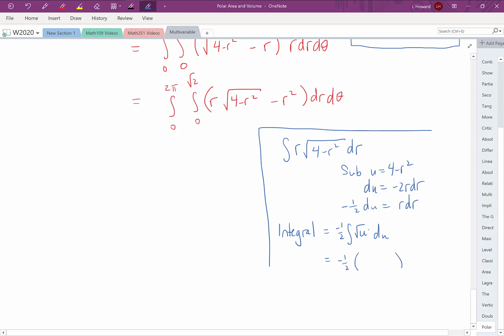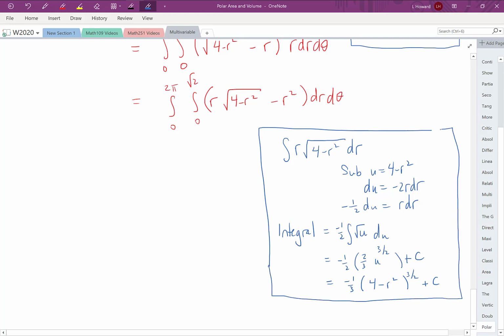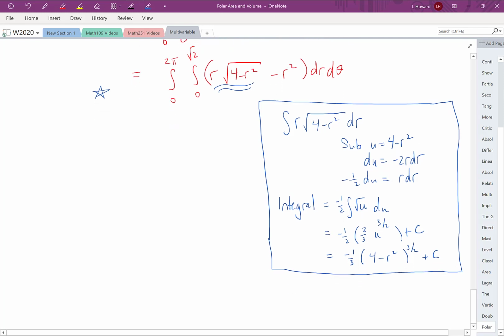All right. So in terms of getting this integrated, we're going to have minus 1/2 times the integral of root u, which is going to be u to the 3/2 times 2/3. And since we're just treating this as an indefinite integral, I'm going to write plus c just because it's good form. So we'd end up with minus 1/3 times u to the 3/2, where u was 4 minus r squared. So that gives us the integration of that first term with respect to r. Now that we've got that figured out, we can come back to this step here and just continue our double integration from there and get this evaluated.